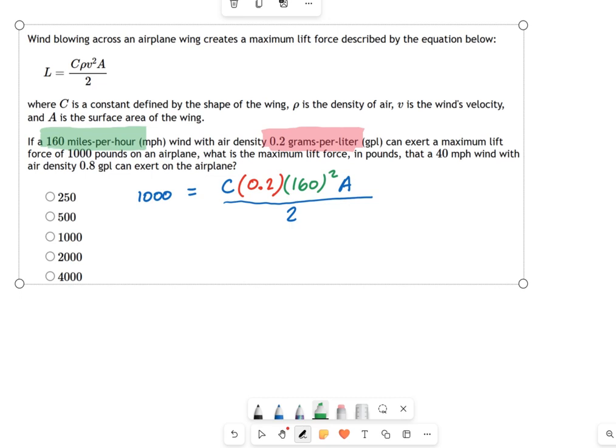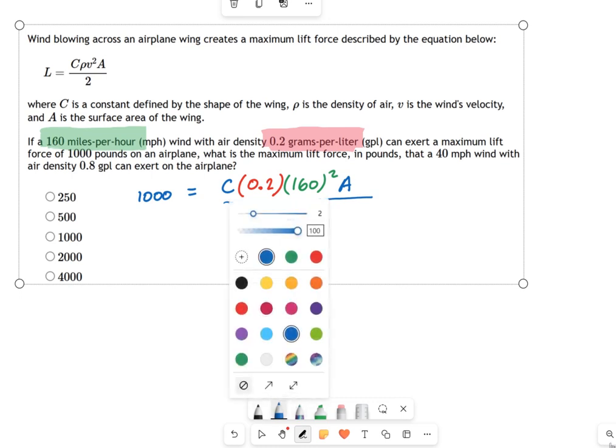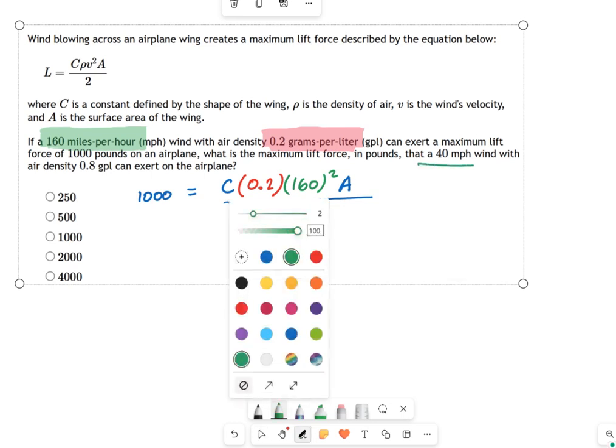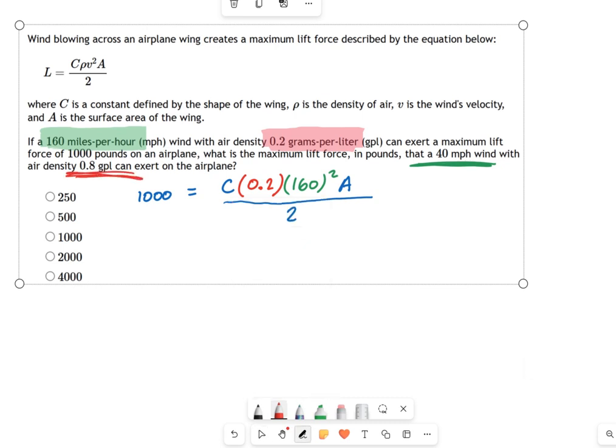Now, what's the question? Look what this is asking now. I'm going to underline these. It's saying, what's the maximum lift force in pounds that a 40-mile-an-hour wind, okay, so look at that, that's interesting. The wind speed is changing to 40 miles an hour instead of 160, and the density of air is changing also to 0.8 instead of 0.2. So it sounds like this airplane is coming down in altitude and slowing down. And they want to know what's going to happen to the lift force now. It was 1,000. How does it change?